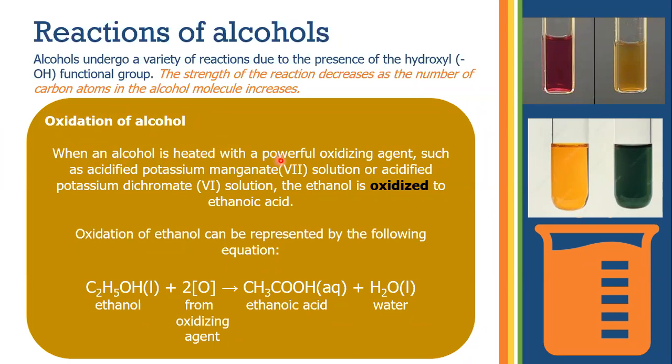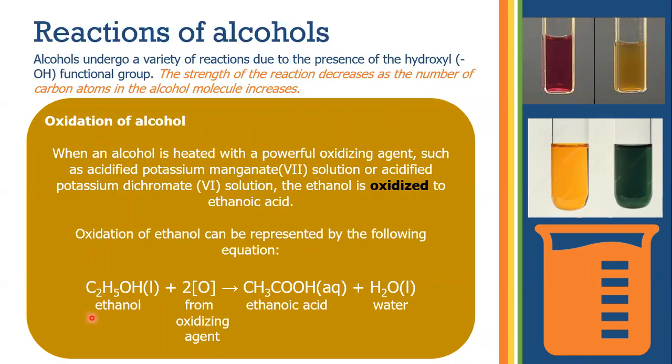When an alcohol is heated with a powerful oxidizing agent, such as acidified potassium manganate solution or acidified potassium dichromate solution, the ethanol is oxidized to ethanoic acid. So I can use an alcohol and produce an alkanoic acid by carrying out an oxidation reaction with a strong oxidizing agent. All right. So how do we represent this reaction? This reaction is represented in this way.